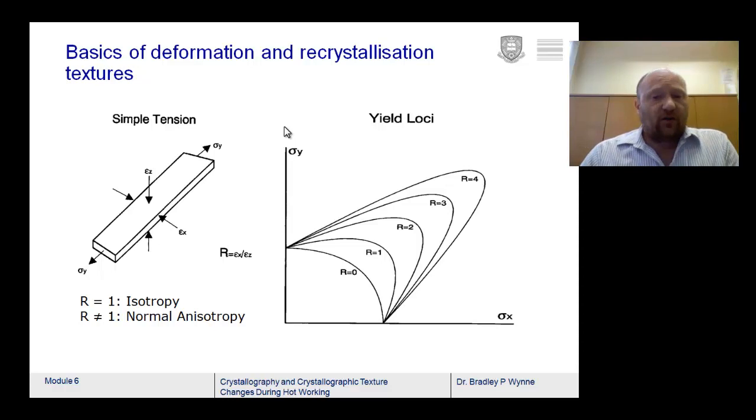This also has an impact on the yield stress behaviour of the material. Notice on the right hand side we have a yield surface equivalent to von Mises for different values of R. And you can see as I increase the value of R, I suddenly get much higher strength in certain directions compared to others. So I can see that by manipulating the crystallographic texture, I can change the formability, i.e. the ability to elongate to failure, and I also change the in-plane properties. I get yield stress anisotropy, i.e. certain directions have higher strength than other directions within the plane.